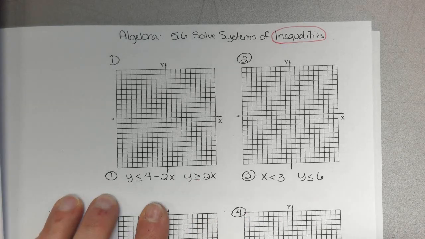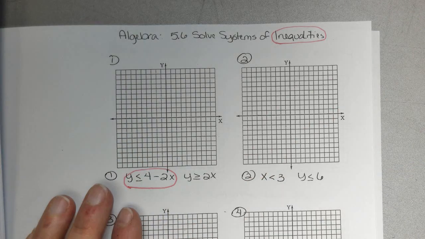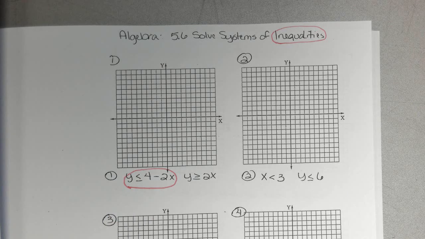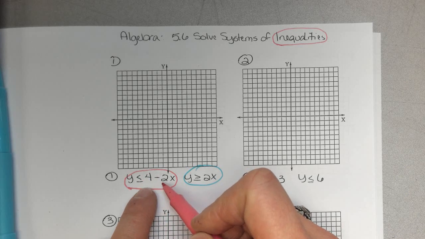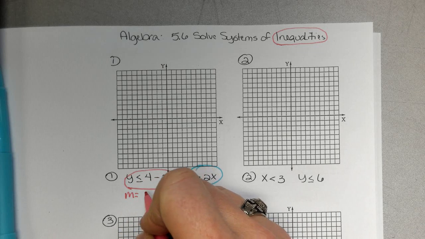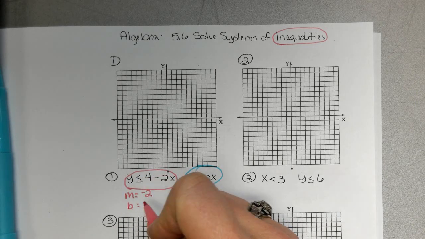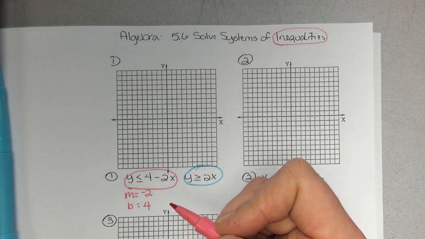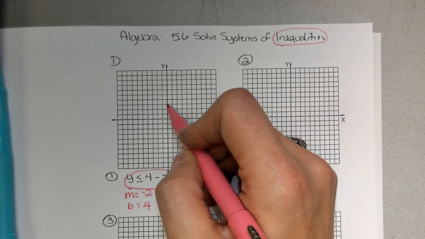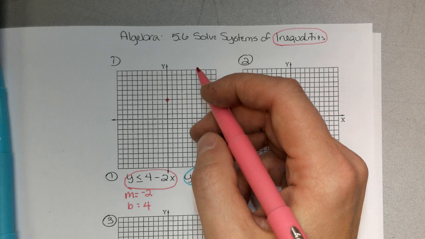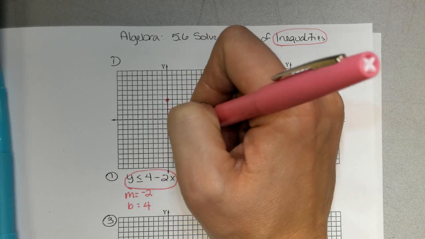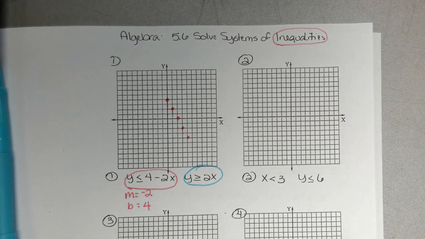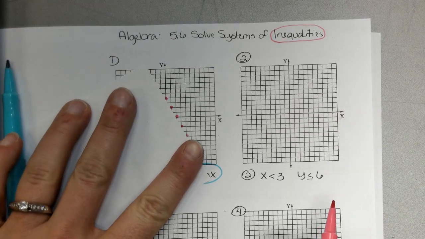So we're going to start with these two equations. We start by just graphing the line. y is less than or equal to 4 minus 2x. We just need to know what our m is. Our m is negative 2, and our b is 4. Now we can graph this line. It crosses at 4: 1, 2, 3, 4. It has a negative 2 slope, so we go down 2 over 1, down 2 over 1, down 2 over 1. Now I can draw that line.